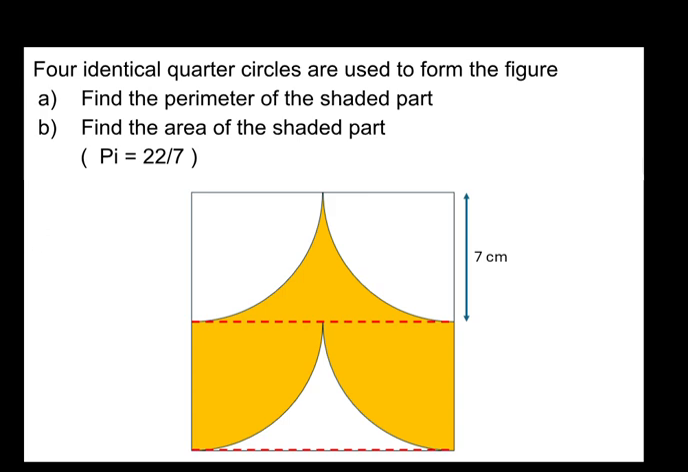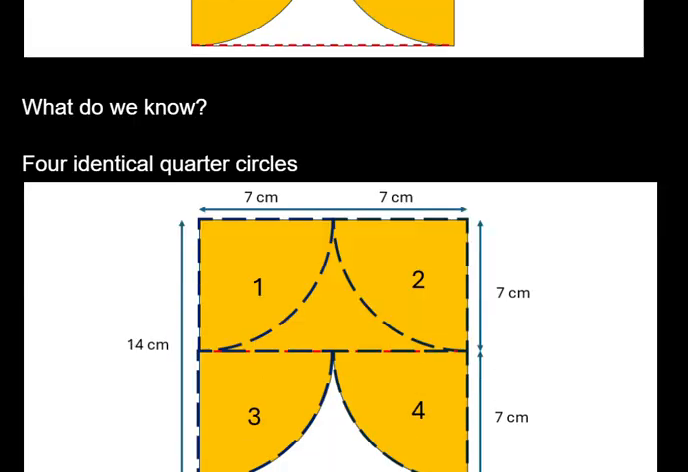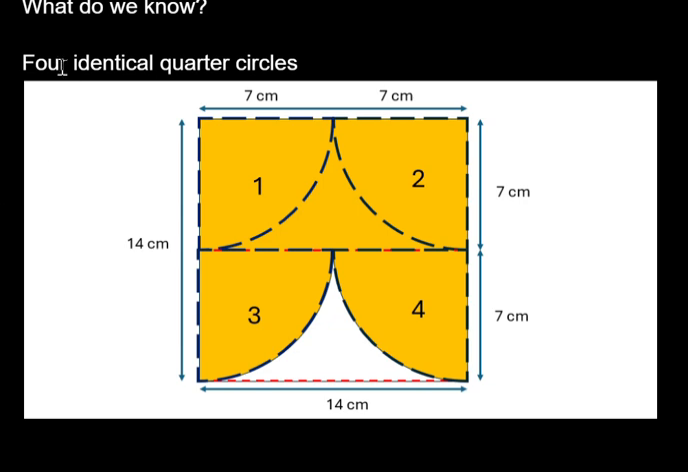Okay, let's look at this question. What do we know? The question says there's four identical quarter circles. So where are the four identical quarter circles? I've identified for you. This is the first one. This is the second one. This is the third. And this is the fourth. So these are the four identical quarter circles.